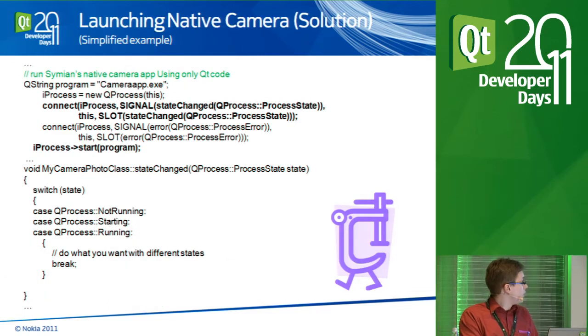Well, for launching the camera, the team applied the solution that they actually use this little Qt code to launch the native Symbian camera application, and then just simply monitor the state of the camera application. And I assume that when the application is no longer running, they check for the latest images added to the device and process them as needed.